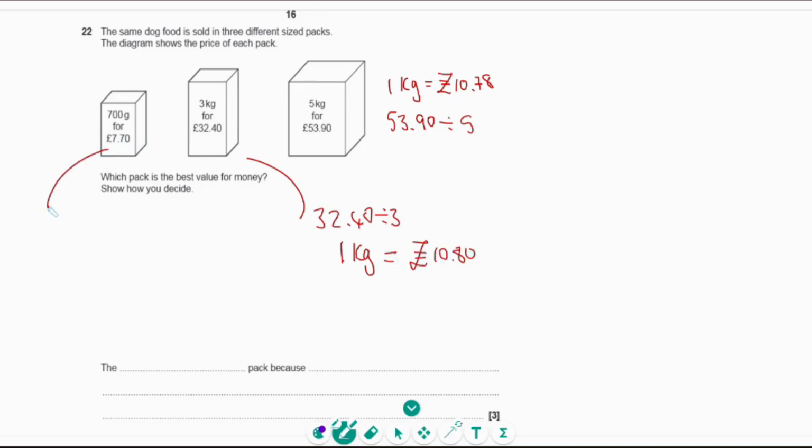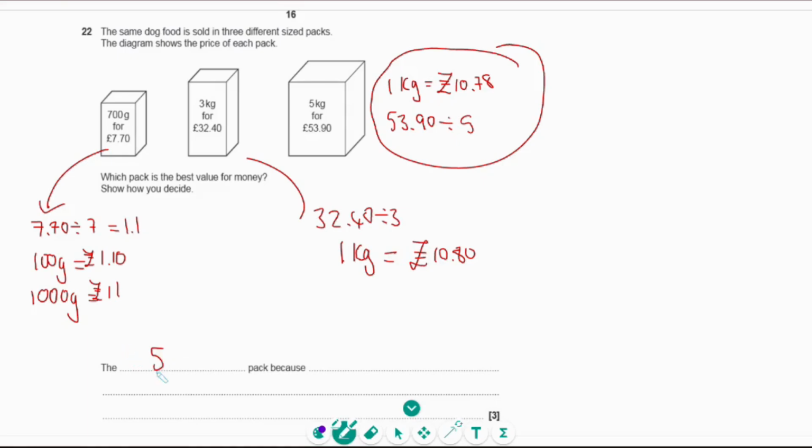We've got grams here, but let me get 100 grams first, because I know there's 1,000 grams in a kilogram. So if I divide by 7, I will get 100 grams. So 100 grams is £1.10. If I times that by 10 to get 1,000 grams, which is 1 kilogram, 1.1 times 10, I get £11. Best value for money, which is the cheapest, it's this biggest one here, isn't it?